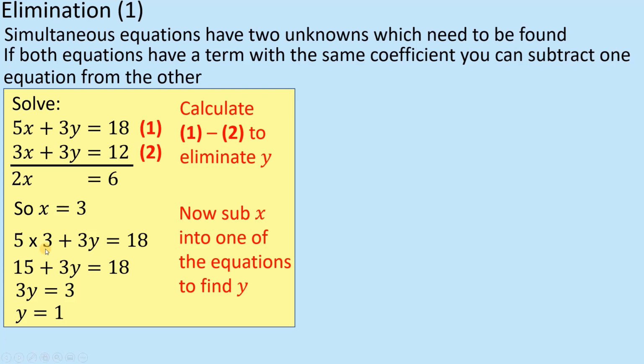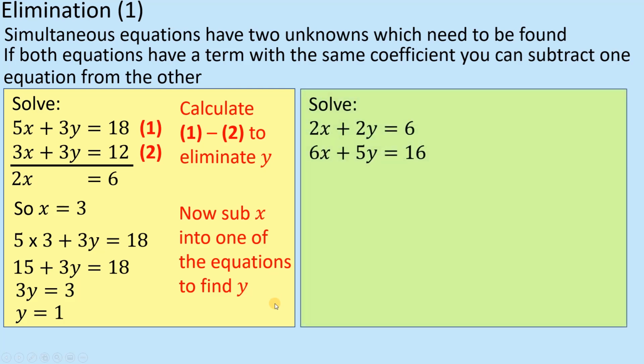Now, if I put x equals 3 and y equals 1 into both these equations, then you should end up finding that they both give 18 and 12. And of course, you can double check that if you wish to make sure that is the case, but I assure you it is. Okay, let's look at another example where these numbers are different.